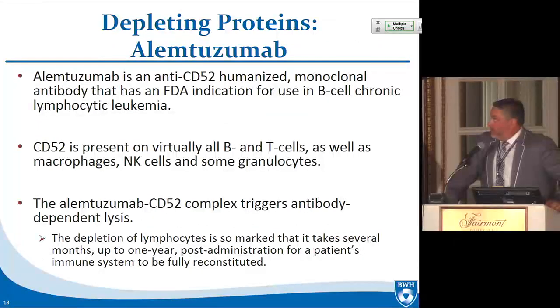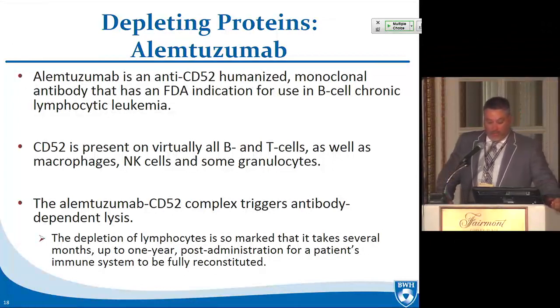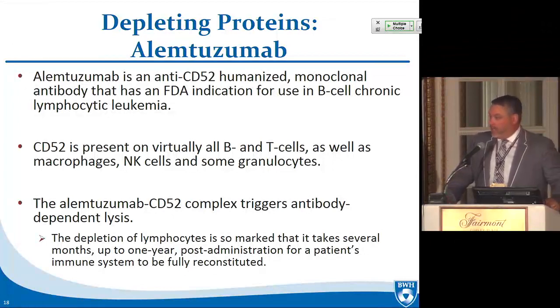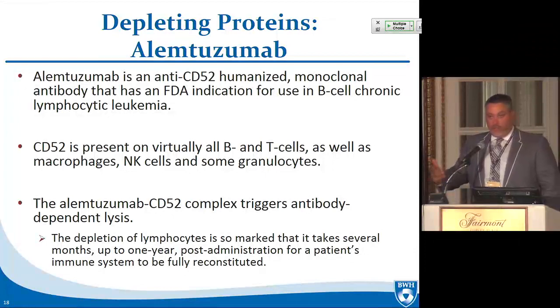Alemtuzumab is an anti-CD52 humanized monoclonal antibody, and it's currently used for B-cell chronic lymphocytic leukemia, and received about 9 to 12 months ago an FDA label for multiple sclerosis. CD52 is on most B and T cells, as well as a few other immune-related cells, so it made a good instance to use this drug within transplant based off of its mechanism. And you get a similar mechanism to thymoglobulin, where an antibody binds to its receptor, recruiting human complement, resulting in T cell lysis.